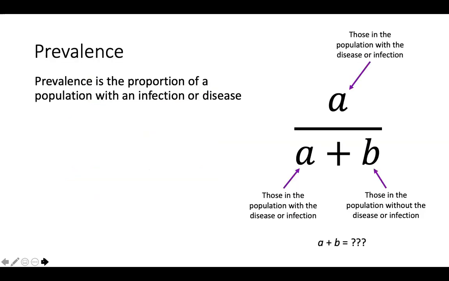There are four types of disease quantification measures that I want to go through with you. The first is prevalence, and it's the proportion of a population with an infection or a disease. There are two types of prevalence. Sorry, I gave away the answer. You have in the numerator A, which is those in the population with the disease or infection. And then in the denominator, you have those in the population with the disease or infection, and then those in the population without. So when you add the denominator together, you have the entire population that's at risk for being infected, including those who've already been infected. You want to make sure you include those in the denominator.